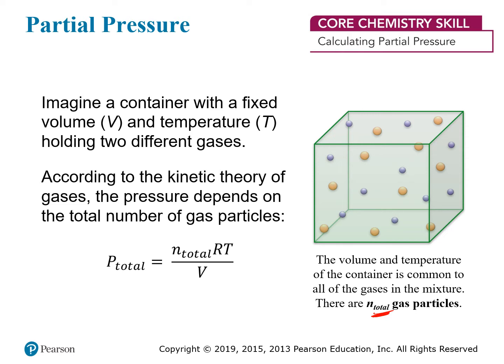According to the kinetic theory of gases, since the individual particles don't interact with one another or affect anything through their mass or their identity, the pressure really only depends on the total number of particles. Okay? So the total pressure of this mixture of gases in this container equals nRT divided by V, where the n is the total number of moles, n total.